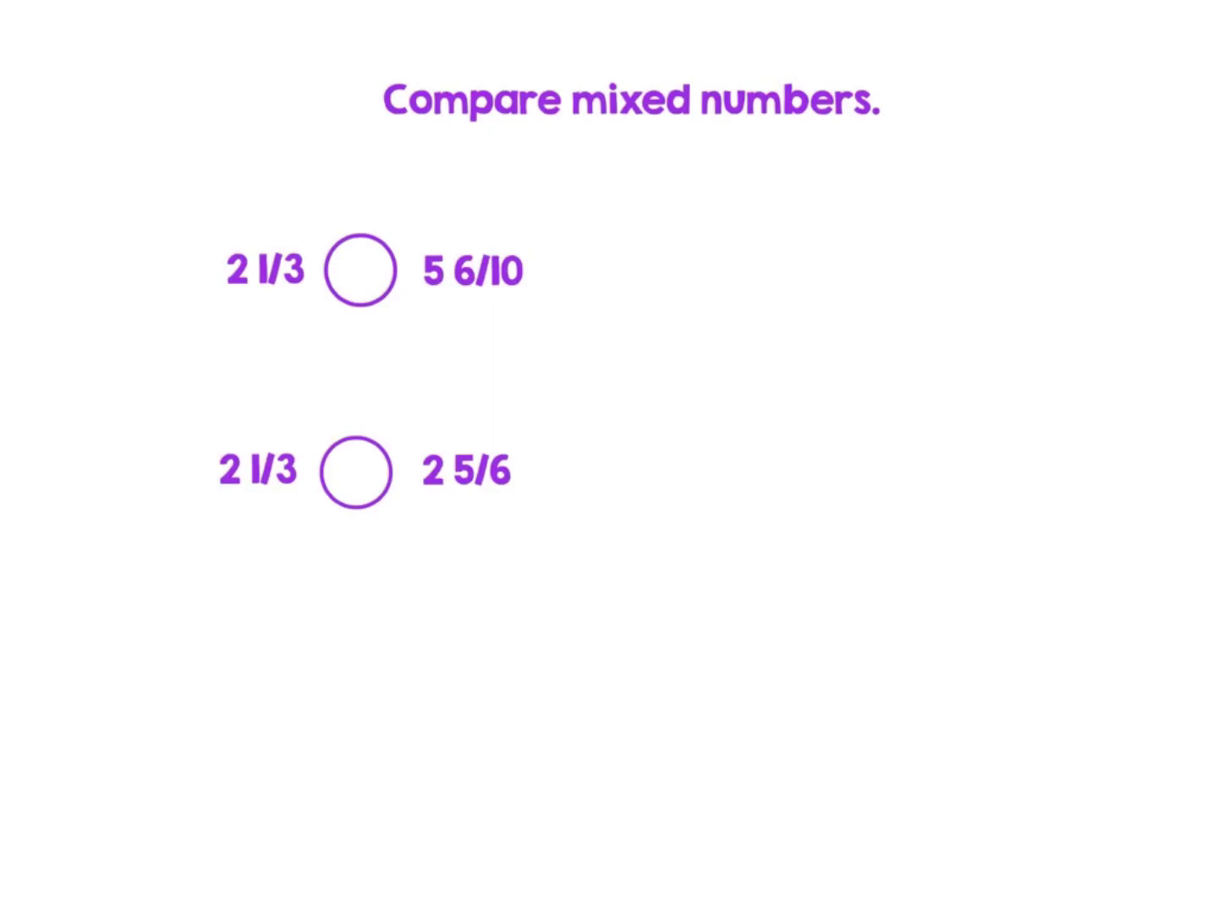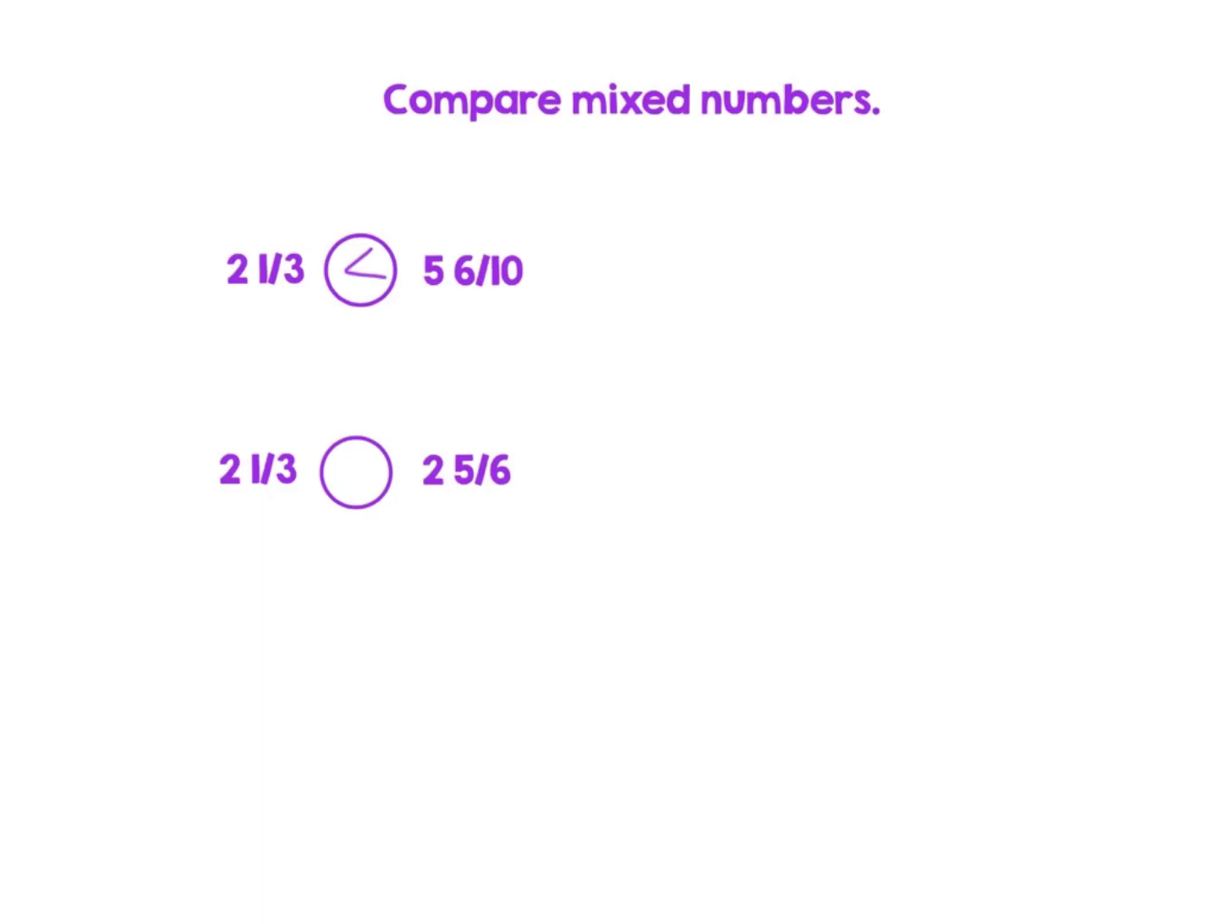When we compare mixed numbers, our job can be really easy, or we can have some extra work to do. Our job is really easy when we look at our whole numbers first. So I'm going to compare 2 and 1/3 to 5 and 6/10. The first step is to look at my whole number. I have a 2 and I have a 5. Right away, I know that 5 and 6/10 is greater than 2 and 1/3 because my whole number is greater in 5 and 6/10 than it is in 2 and 1/3.